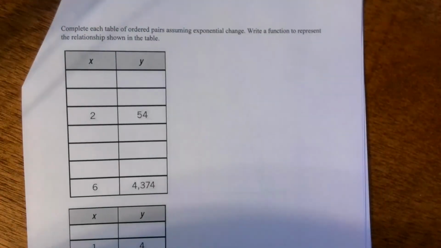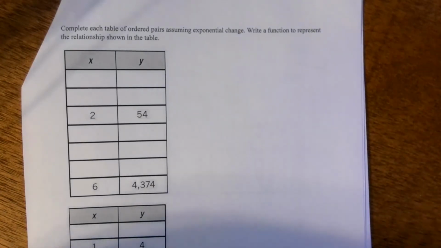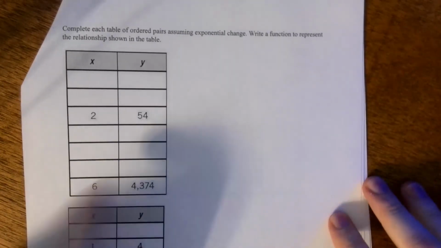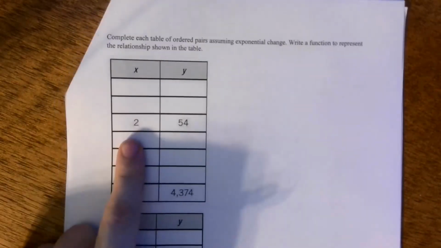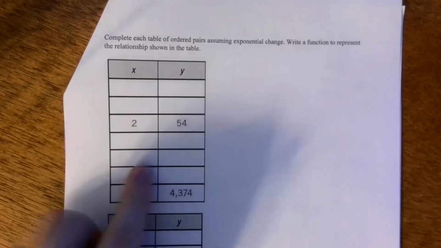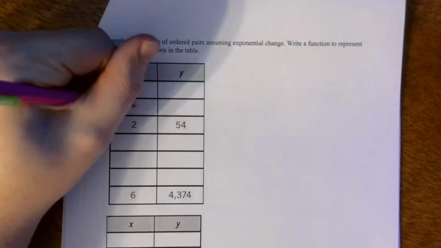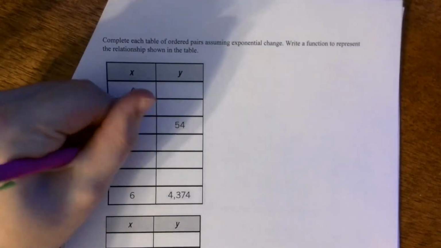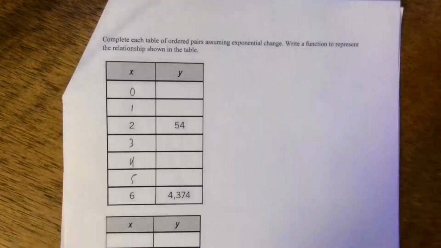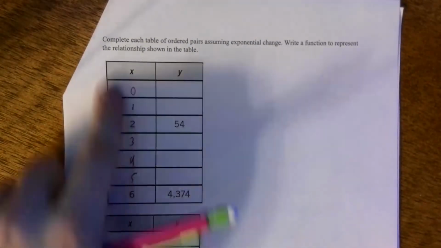Now on to the last example here. So this one says, so we kind of have a table. It says complete each table of ordered pairs assuming an exponential change and write a function to represent the relationship shown in the table. Okay. So this one right here, every time we've seen a table, we always count up by 1 with the x's. So I'm going to continue that trend. So I'm going to kind of go backwards here, then I'm going to go forwards. Okay. So we're just increasing and decreasing by 1 every time for x.